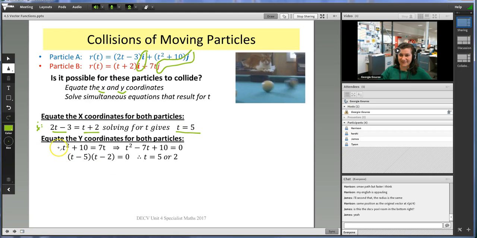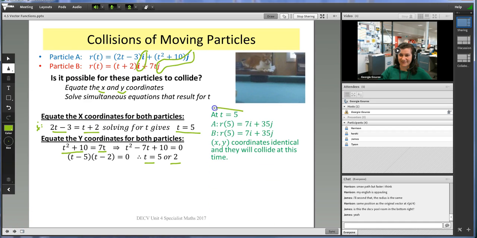And then we can equate the y coordinates. They're t squared plus 10 equals 7t. Solve that, we're going to get 5 or 2. So obviously, this is only going to be in the same place when t is equal to 5.